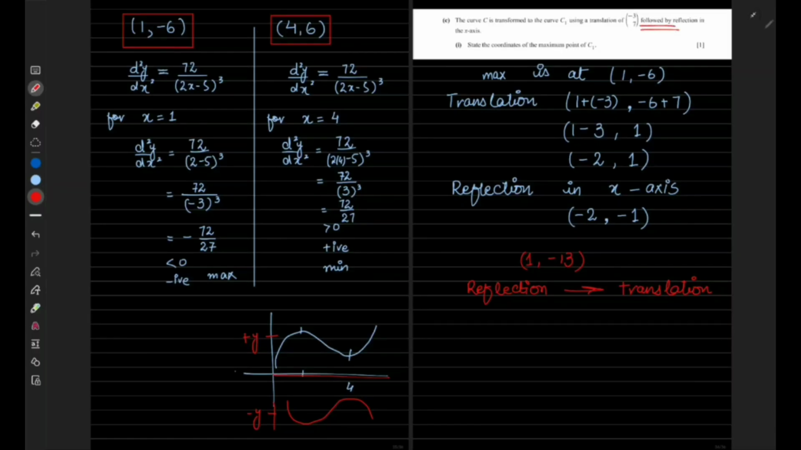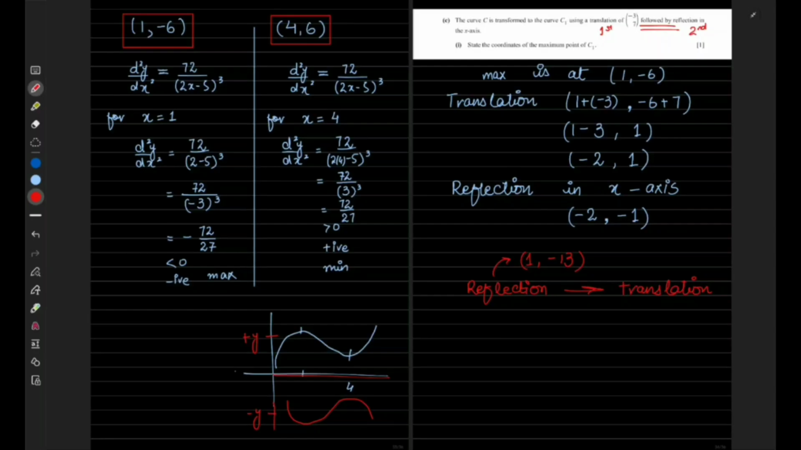The term followed by actually tells us that this has happened first. Whatever is written first is happening first, and whatever is written after followed by should be your second thing to happen. Okay, so if we do reflection first and then translation, then we can get this value. I am finding this as an error in the marking scheme, but it's not official yet. Whenever I get to know officially that it's released as an error, I will let you know in the comment section.